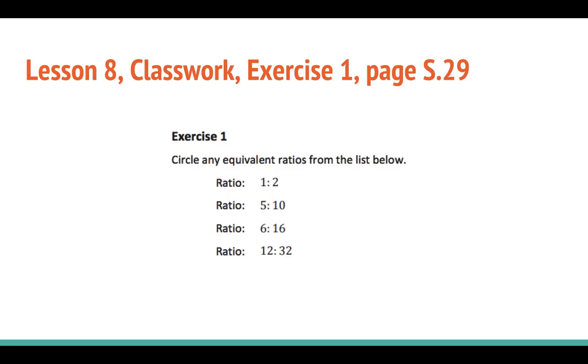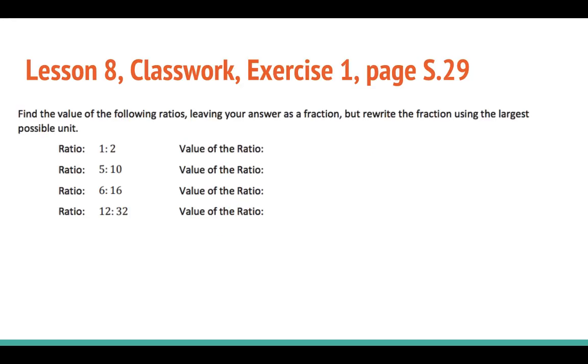So you've thought about it, and we have found that 1 to 2 is equivalent to 5 to 10. Okay, why is it equivalent? Because 1 times 5 equals 5, and 2 times 5 equals 10. Remember, whatever I multiply to 1, I also multiply to 2, and that gives me an equivalent ratio. Our other equivalent ratios are 6 to 16 and 12 to 32, because 6 times 2 equals 12, and 16 times 2 equals 32.